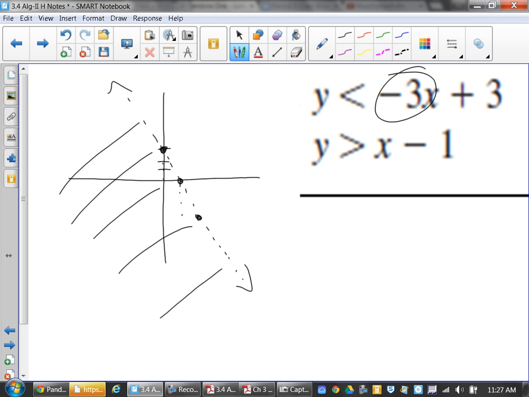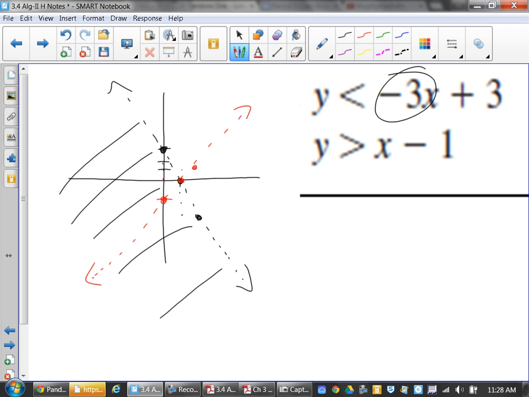On the other one, my y-intercept is now -1, and what's my slope? 1. So I start at -1, up 1, right 1, up 1, right 1. Is it solid or dotted? Does that one go through your origin? No. And then you do minus 1.